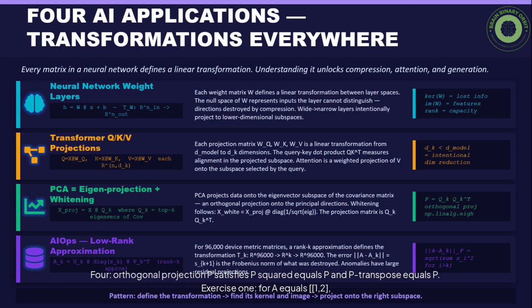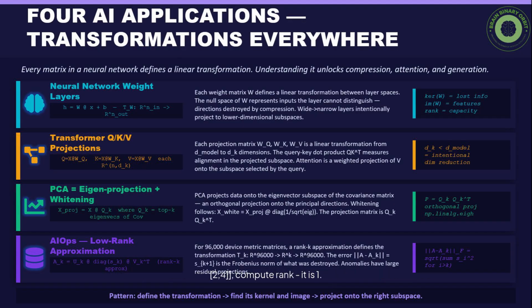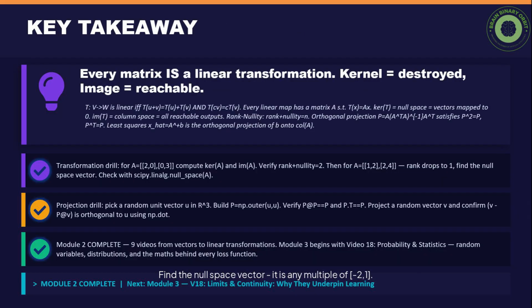Exercise 1. For A equals [1, 2; 2, 4], compute the rank. It is 1. Find the null space vector. It is any multiple of (2, -1). Verify rank plus nullity equals 2. Exercise 2. Build an orthogonal projection P onto the line spanned by u equals (1, 1, 0) divided by root 2. Verify idempotency and symmetry numerically.